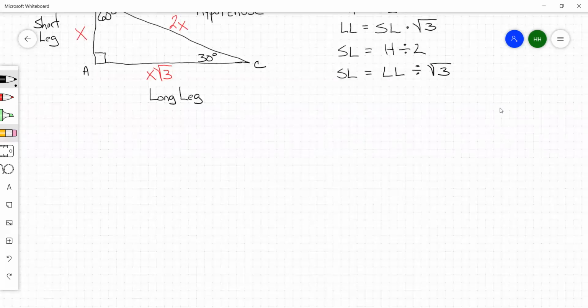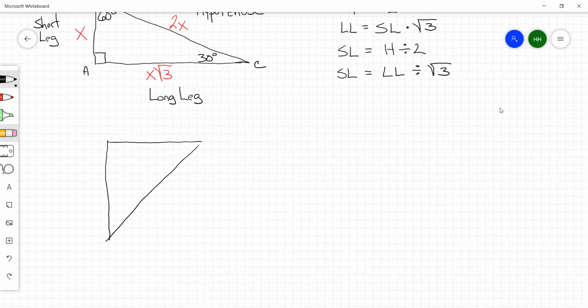Find some leg lengths. All right, so let's make this our 30 and our 60. And let's say our long leg is 15. We need X and Y.